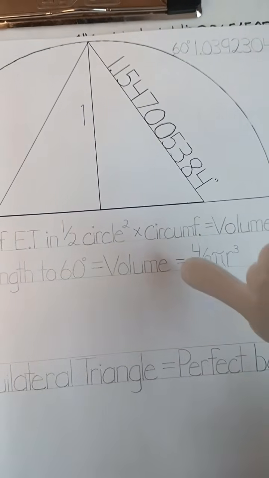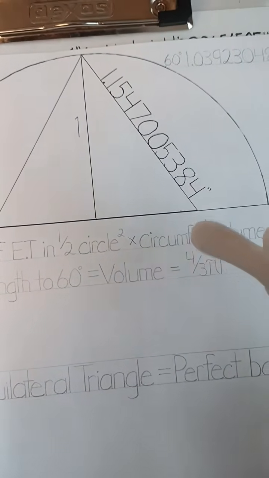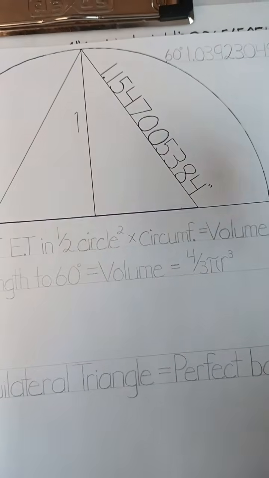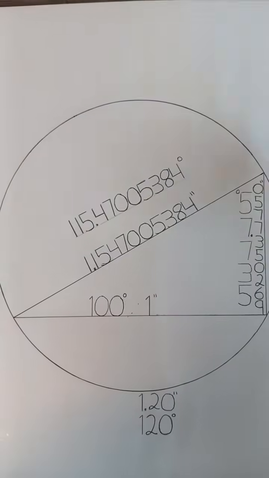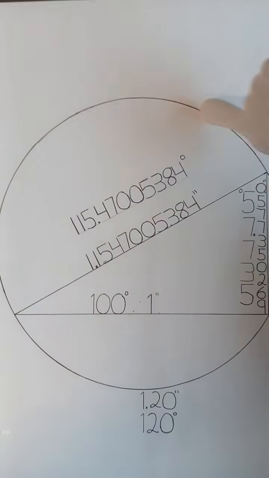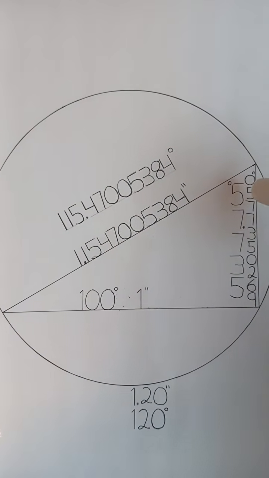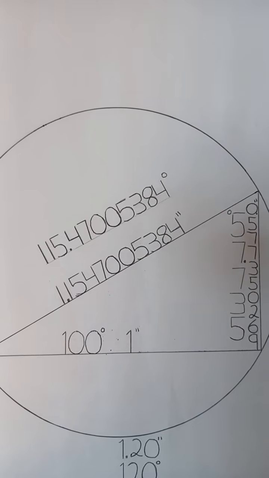So that's a little bit of insight on how the equilateral triangle and the circle are perfectly balanced, and why we have 180 degrees in a triangle, because it takes up half the circle. We serve a rational God, not irrational.